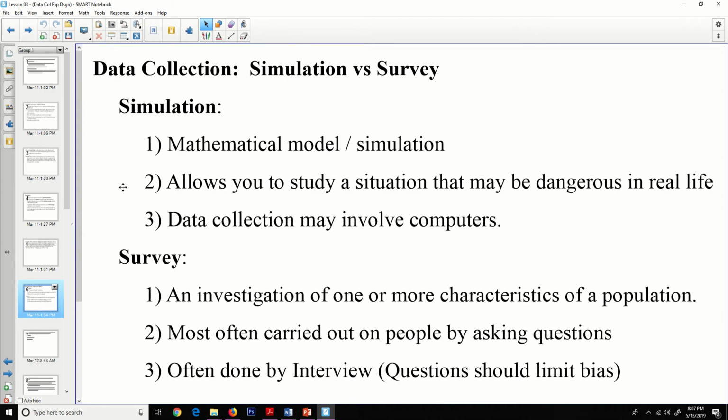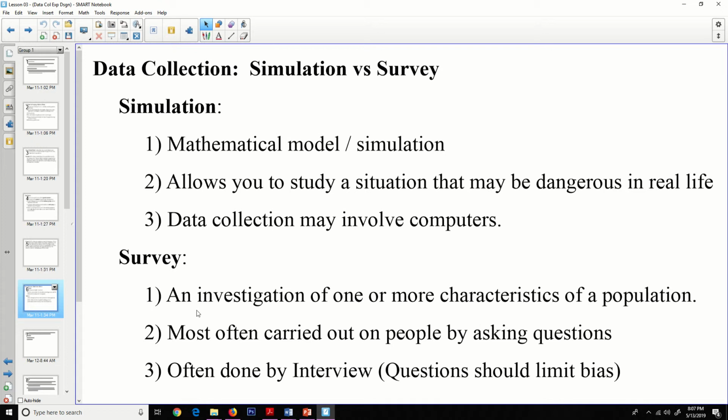When you're talking about data collection, simulation versus survey, in a simulation we're talking about a mathematical model. So we may not actually have people as our subjects because we want to study a situation that might be dangerous to them in real life. And data collection may involve computers.